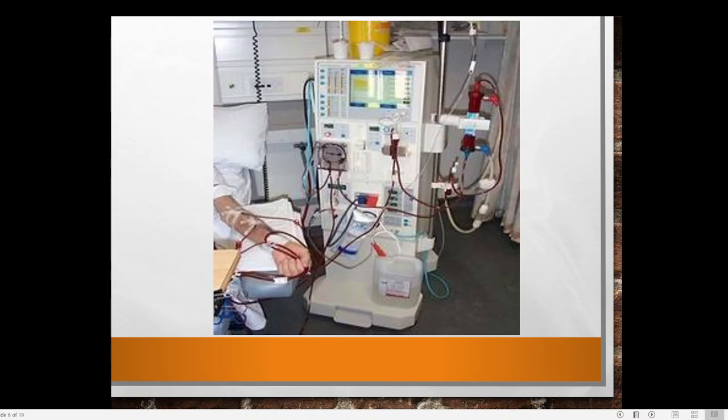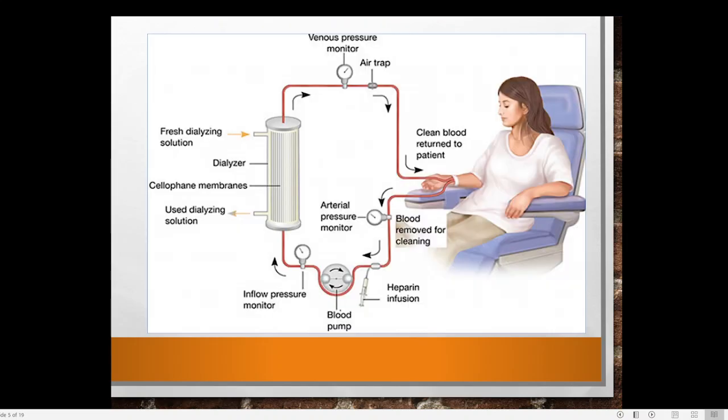So in case of hemodialysis, what do we do? This is the mechanism of hemodialysis. There are a number of systems. The first is that blood is removed from the patient. Here you can see that.